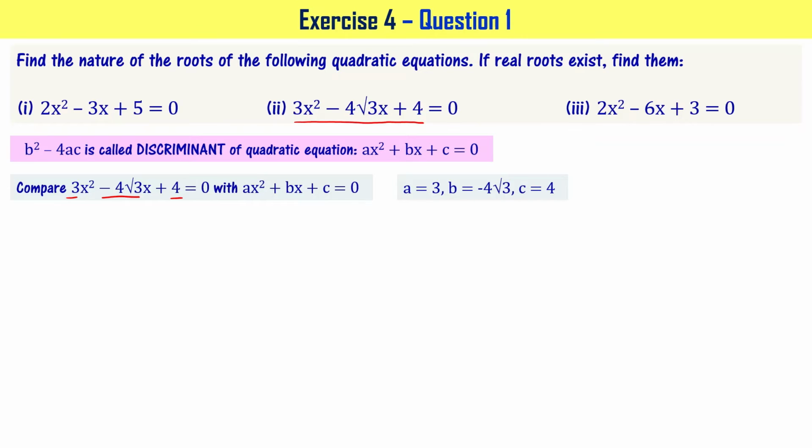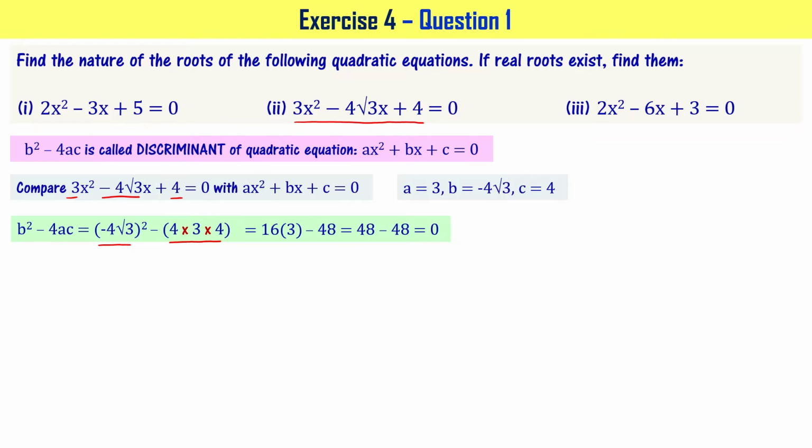Now let's substitute these so that we can find the value of b square minus 4ac. b square is minus 4 root 3 whole square, minus 4ac is 4 times 3 times 4, right? When you simplify this further, you can say that minus 4 whole square is 16. That's what I have written here. Root 3 whole square is 3. And 4 times 3 times 4 is 48. Now you have 16 times 3, that is 48. 48 minus 48 equal to 0. So what you have now, b square minus 4ac is equal to 0.